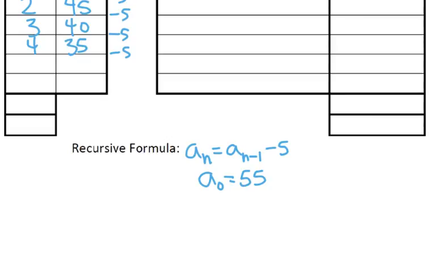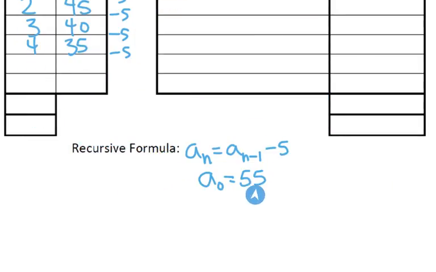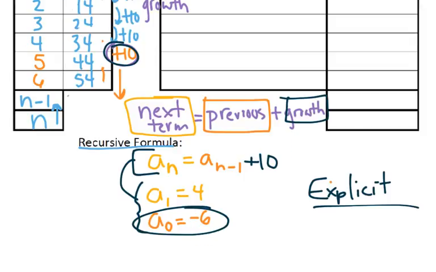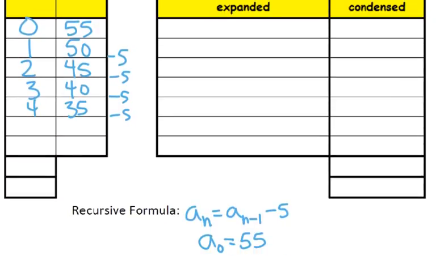Notice that this and this piece are the same as they were here. The difference was my growth and my starting number. We talked a few days ago about the importance of that growth and starting number. Here's where we see it again. And that's our arithmetic or recursive formula for this arithmetic sequence.